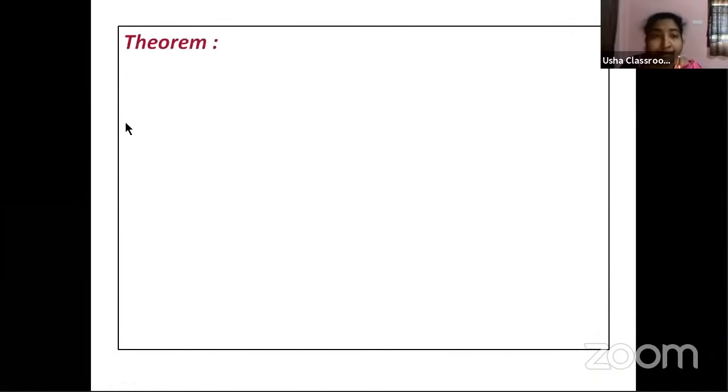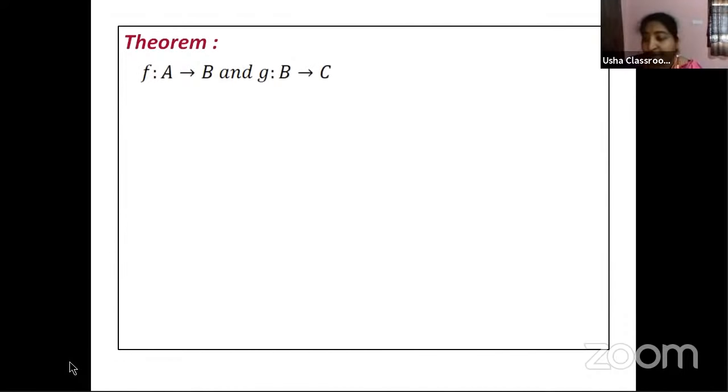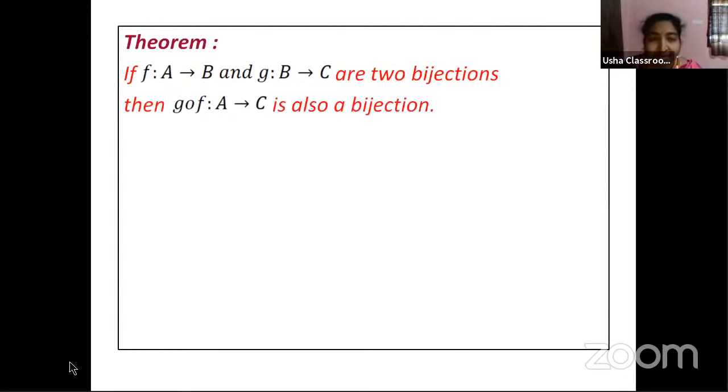Right. Now let us look into the theorem, children. F maps A to B and G maps B to C are any two bijections. Then G circle F maps A to C is also a bijection. Right? This is the theorem. Now let us look into the proof, children.